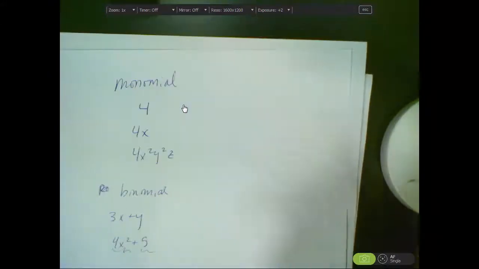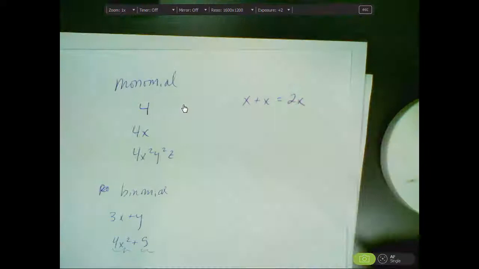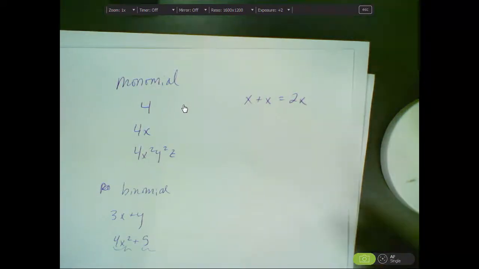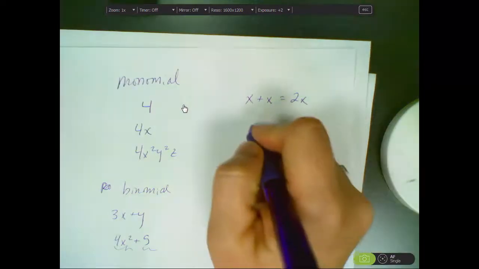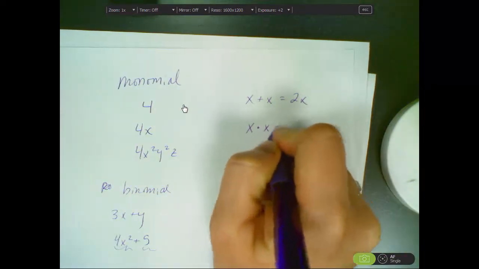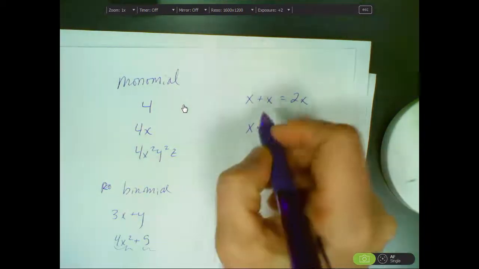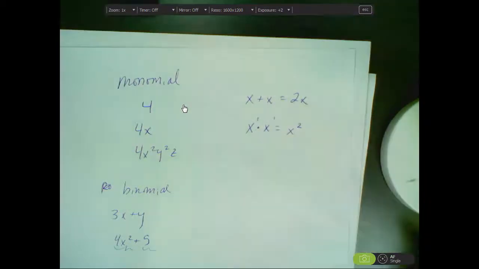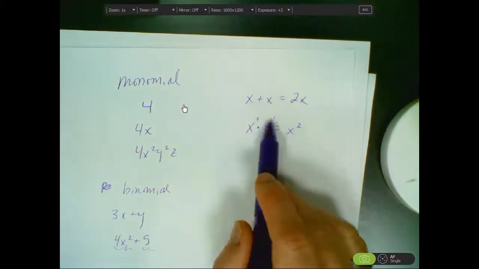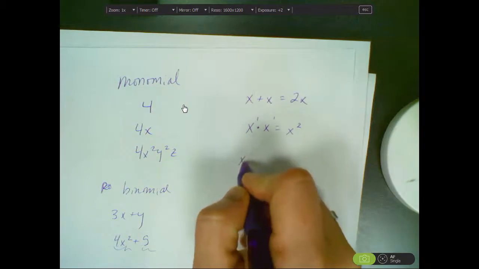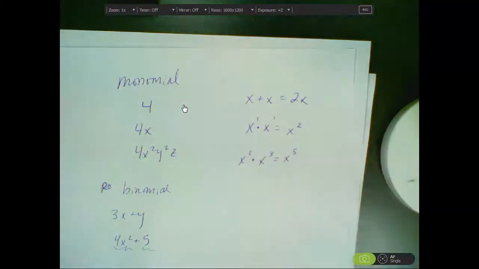The second thing you need to remember is that x plus x equals 2x. You have to know that. When you add variables together, you add the coefficients in front. What I'm teaching you today is that x times x is x squared. When you multiply variables, you add their exponents together. The exponents of x are 1. This exponent is 1 and this exponent is 1. 1 plus 1 is 2. So for instance, x squared times x cubed will equal x to the 5th.